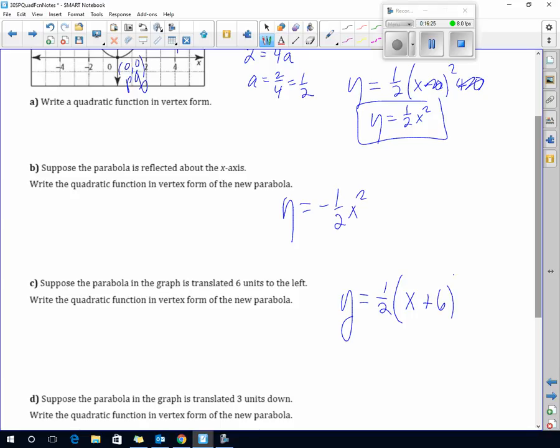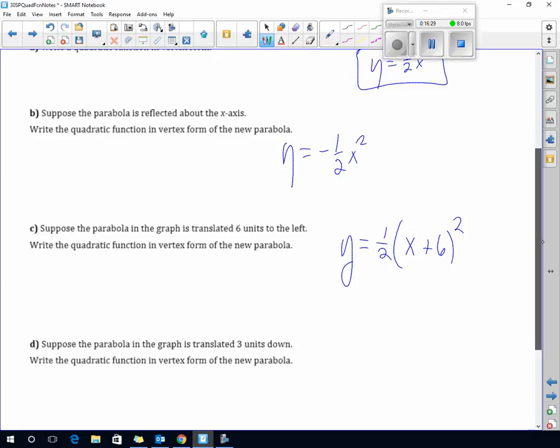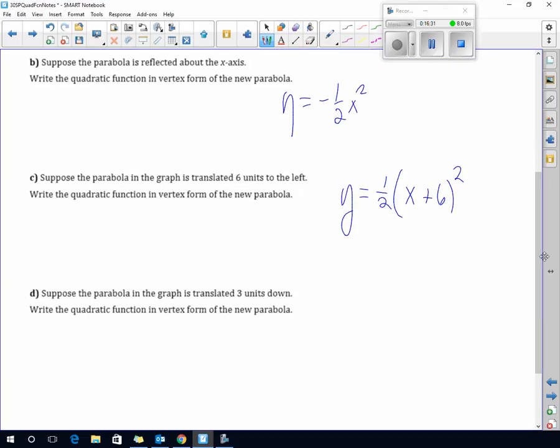Suppose the parabola in the graph is translated 3 units down. So we're going back to y equals 1/2 x squared. So what is the new one going to be? Alex? Bada bing, bada boom. We got it. Right on.